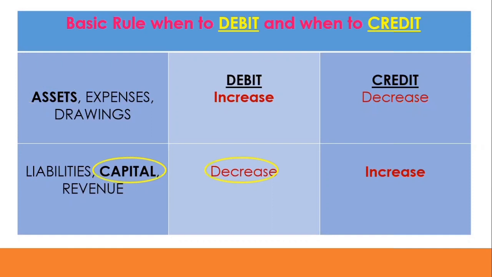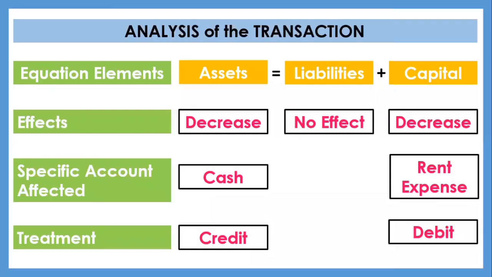Okay. Since cash is an asset, so we insert asset, and since our asset will decrease, therefore, we will credit the account. On the other hand, since our rent expense is a capital, so we will insert capital, and since our capital will decrease, and so for this matter, we will debit the account. So this is how our finalized tabulation looks like. So our cash will be credited and our rent expense will be debited.